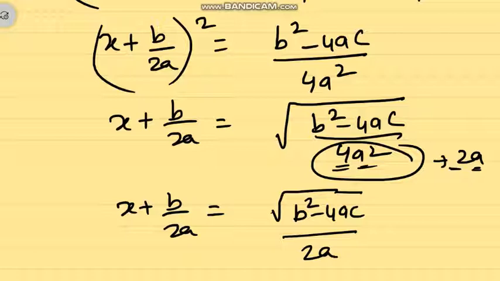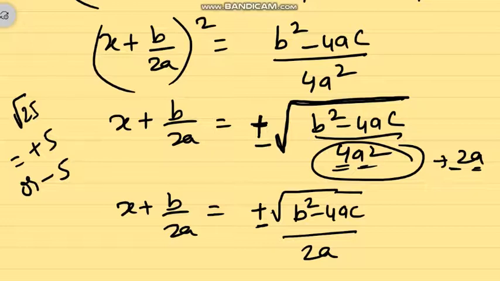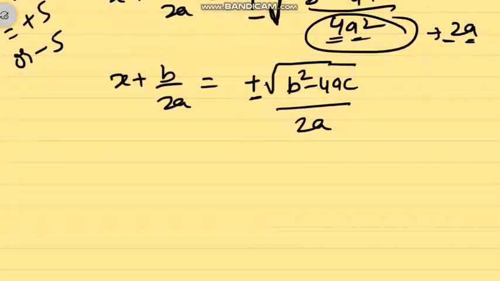But children, please keep in mind, as I have already told you in the previous classes in the squares and square roots chapter in class 8, when you put root, you'll get plus or minus. Because if you are taking out root 25, it can be plus 5 or minus 5. So this will become plus or minus. So now here you have got x plus b by 2a is equal to plus or minus square root of b square minus 4ac by 2a.